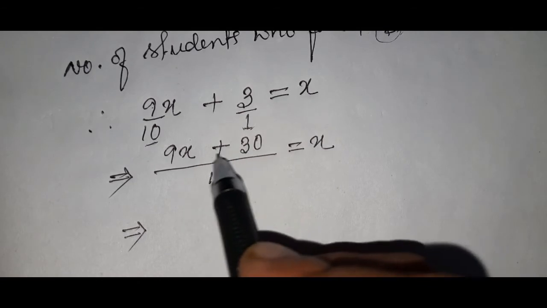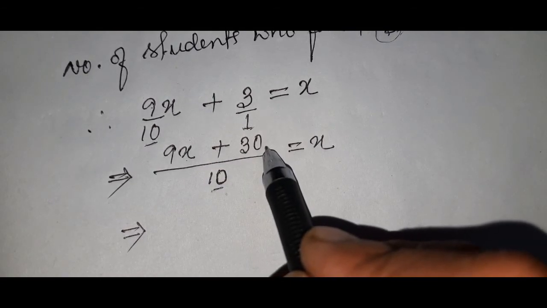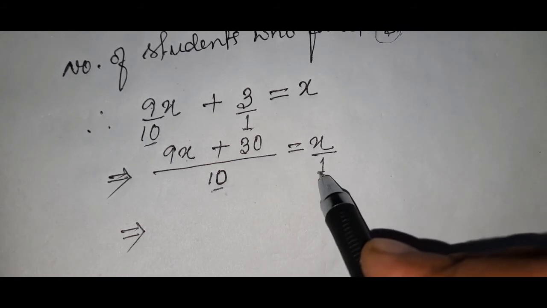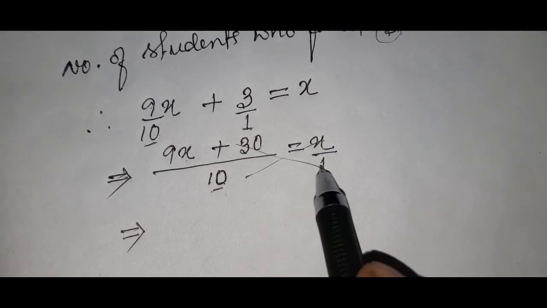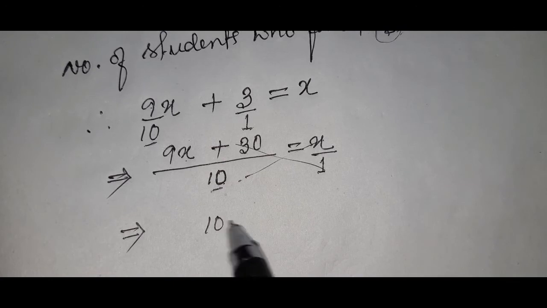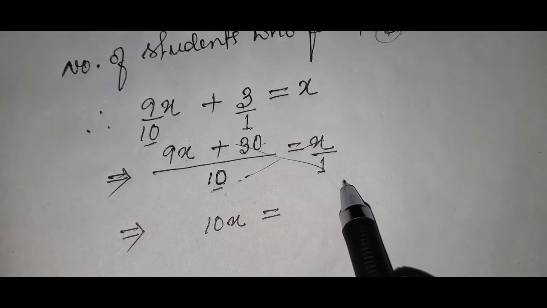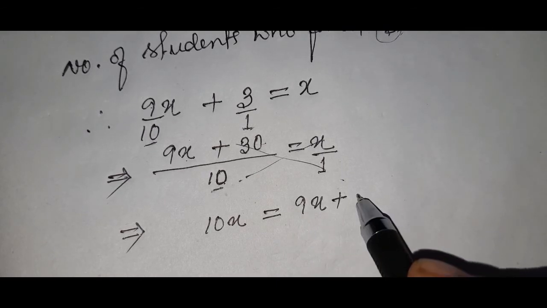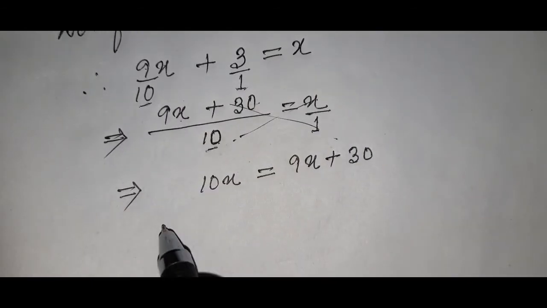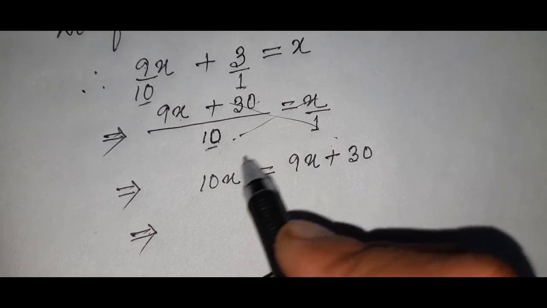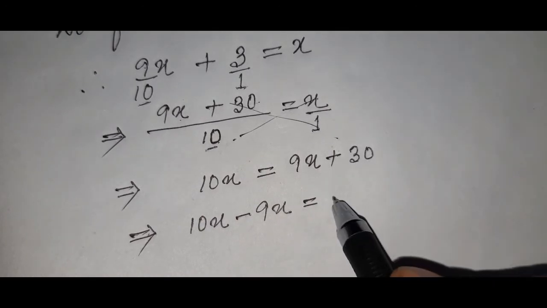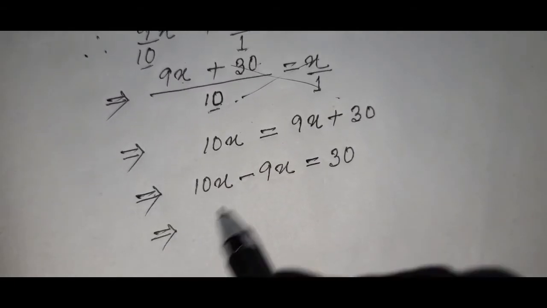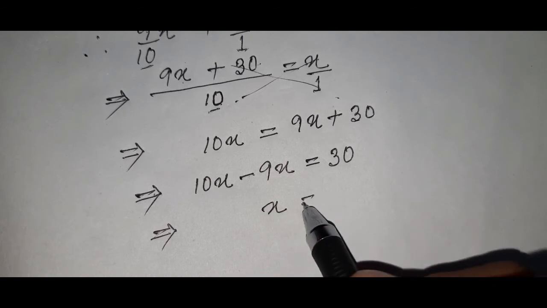Now you have here x. After this, you can't add these two because these are not like terms. Here there is x, here there is no x. So what you can do is cross multiplication. Down here you just suppose that there is 1. If you cross multiply 10 and x, you will get 10x. On the other side, if you multiply this whole thing with 1, you will get the same, 9x plus 30. Now you transpose 9x to the left side, so this plus will become minus. You get 10x minus 9x on the left and 30 on the right side. Now 10x minus 9x is 1x, so 1x is equal to 30.